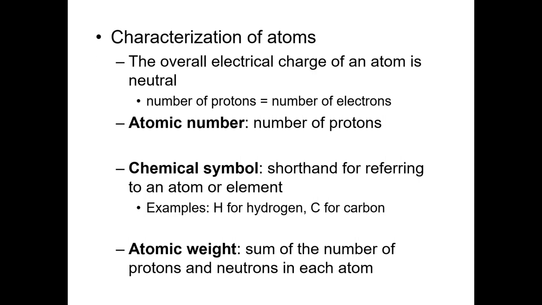So, the overall electrical charge of an atom is neutral. The protons equal the electrons. The atomic number is the number of protons. And the atomic weight, or the atomic mass, is the sum of the protons and neutrons together. And then there is something called the chemical symbol. And this is the letter, or two letters sometimes, that denote a shortened name of the element. So we use H for hydrogen, we use C for carbon.